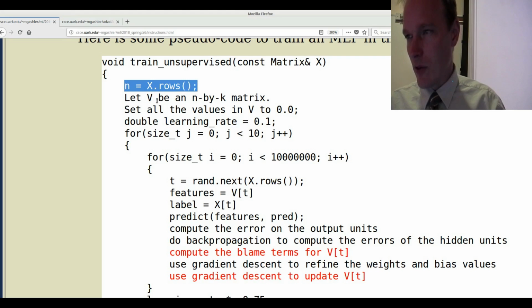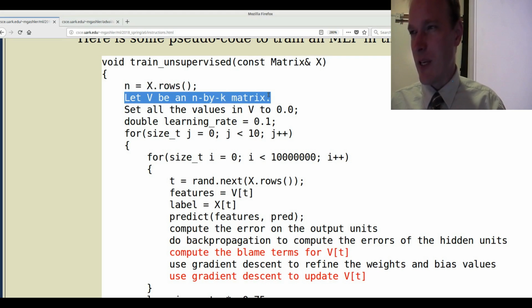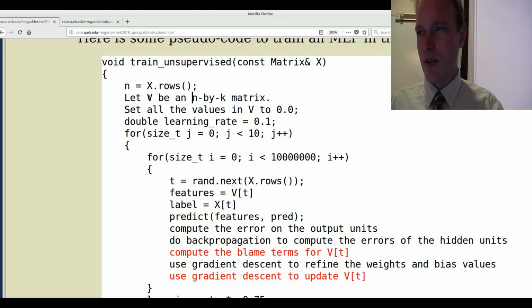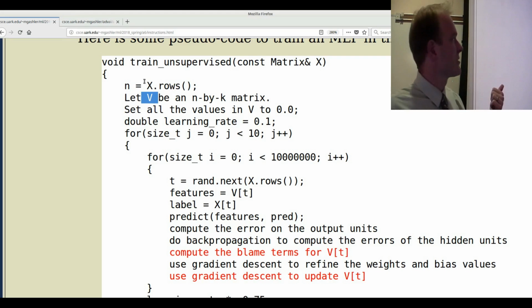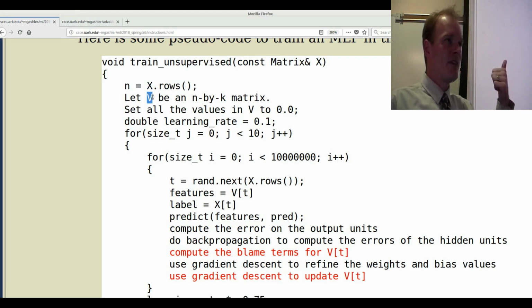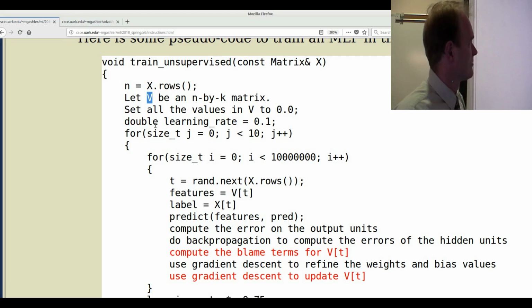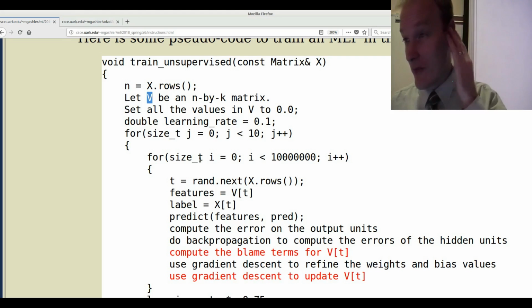So let n be the number of rows. Let v be an n by k matrix. V is what I'm using to represent state here. I don't know why I called it v. Yeah, I do. It's because w is the weights and x is the features. So it made sense that v should be the next letter because you have v, w, and x that are just all in a row. No great reason. I just use v. Okay.